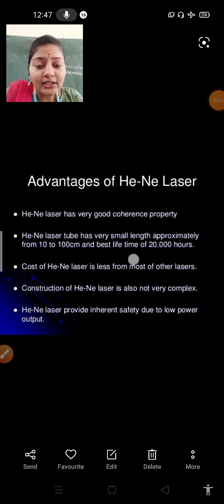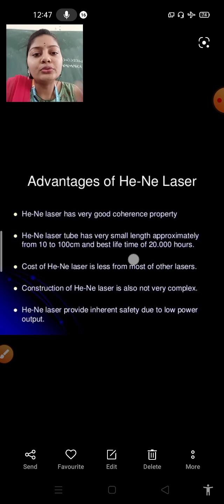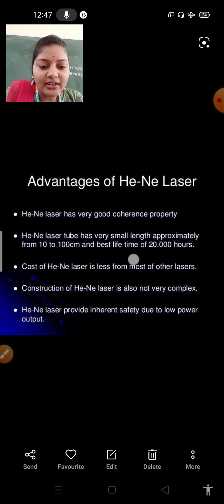The helium neon laser has a very good coherent property. One of the major advantages is this good coherence, and when compared to other types of lasers, the helium neon laser is very cost effective, meaning its cost is very low. And coming to another property, the construction of the helium neon laser is not very complicated.